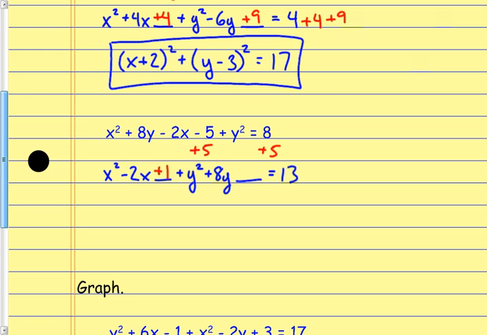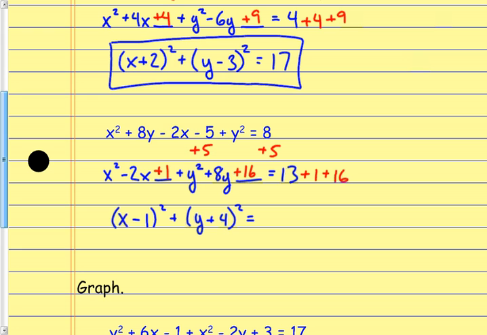Whatever I do to one side, I have to do the other side. So over here, I also have to add the 1 and the 16. And now I factor. The x squared minus 2x plus 1 is going to factor into an x minus 1 squared. The y squared plus 8y plus 16 is going to factor into a y plus 4 squared. And then over here, I simply add these guys together. It looks like it gives me a 30.